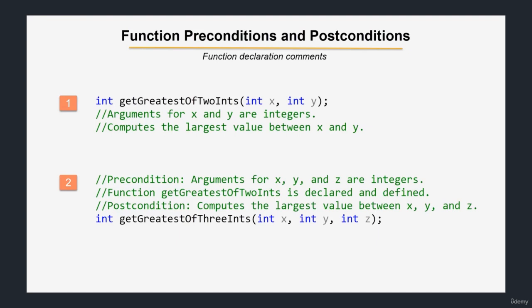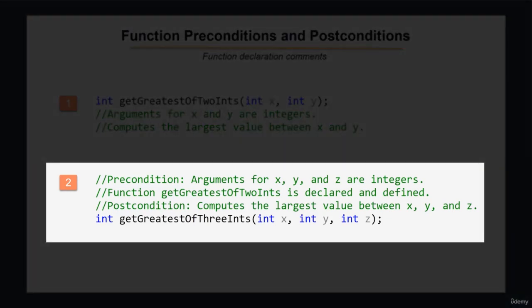Now, of course, if you pass floats in here, then you can lose data. That is why I wrote that just as a quick example. So what does this do or return? Well, it computes the largest value between x and y. So it's going to return the greatest value.